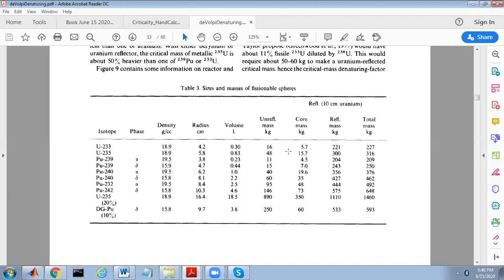So you see there's a reduction of how much? There's a reduction of about a factor of 3. It's a huge reduction by reflecting it with uranium.